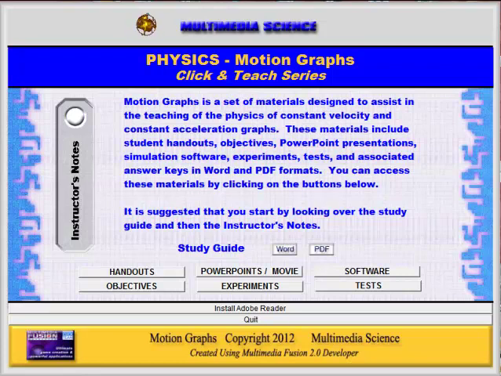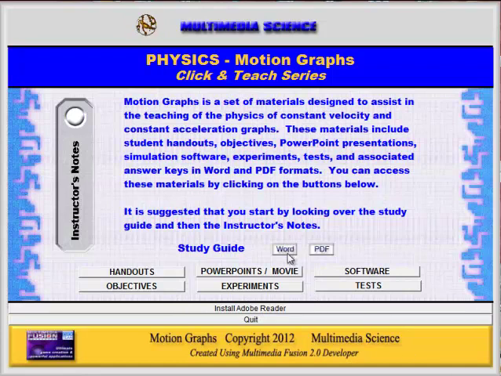With the use of a computer and a projector, these materials are snap to use with your classes. As you can see from the menu, there's an extensive amount of materials available. From the menus here, we have handouts, PowerPoints and movie, software, objectives, experiments, and tests.